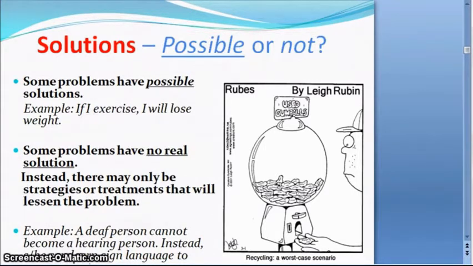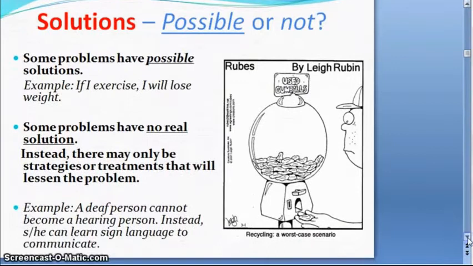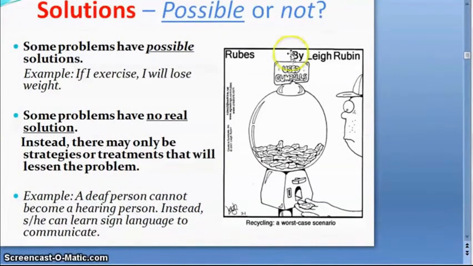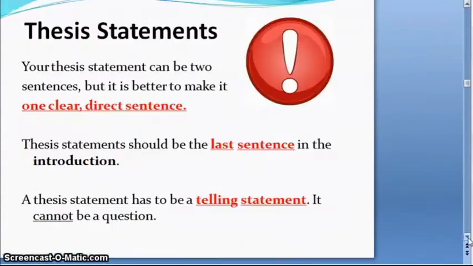However, sometimes in a problem solution, you present a problem that has no real solution. Instead, what we do is we use things that lessen, treat, mitigate that problem. May not solve it, but in fact, it does make it better or easier for those who are affected by that particular problem.